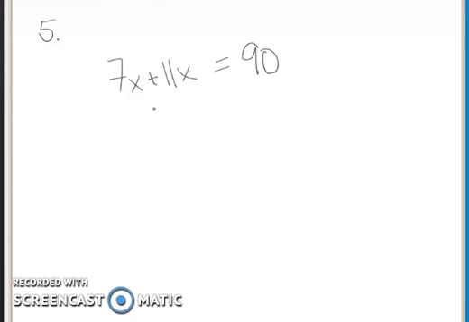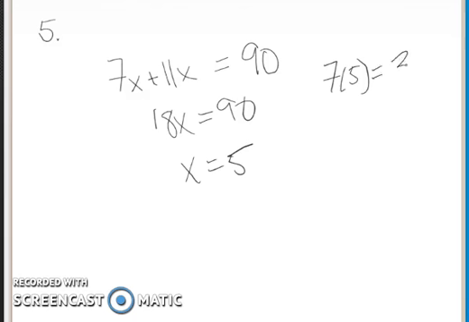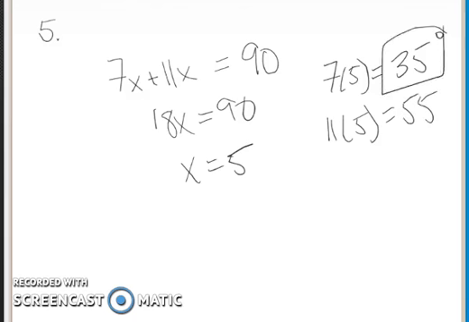So we're going to add those two together. We get 18x equals 90, so x equals 5. Now the question asks for the smaller angle, so we have to plug it back in. We get 35, and for the other one we get 55. So clearly my answer is 35 degrees as the smaller measure. Alright, next one.